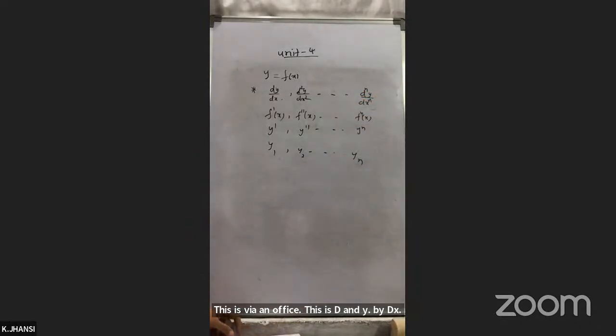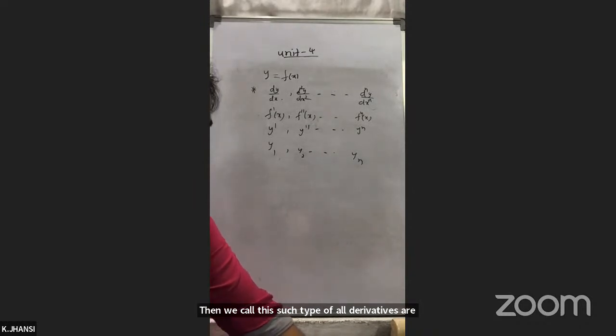If we go on differentiating and find up to the nth order, then all such derivatives are called higher order derivatives, and the differentiation is called successive differentiation.